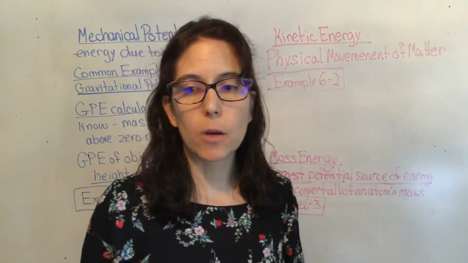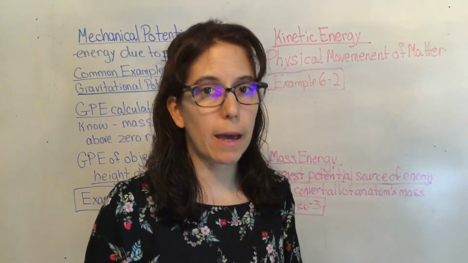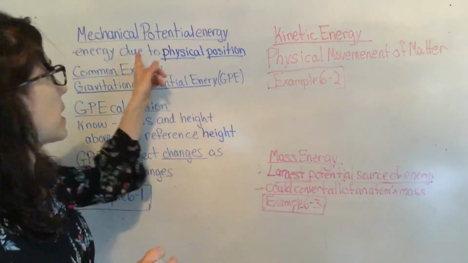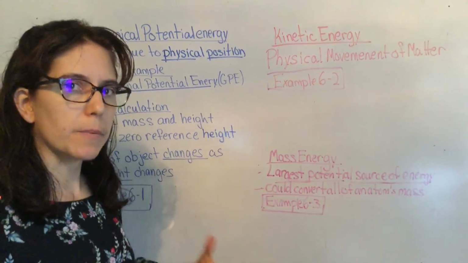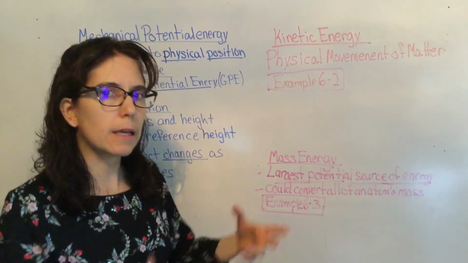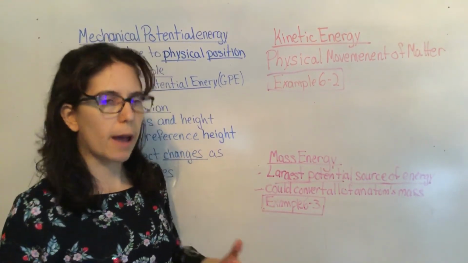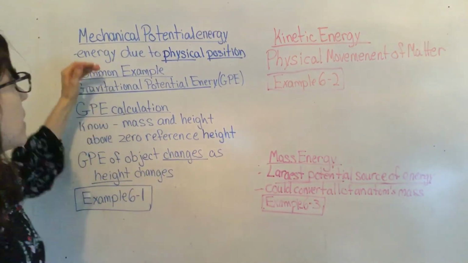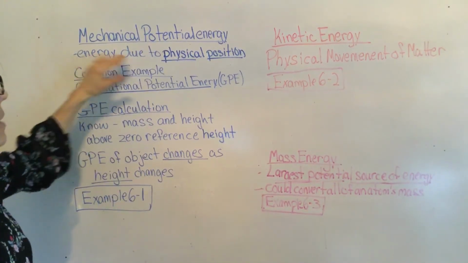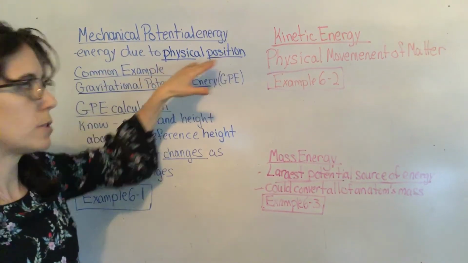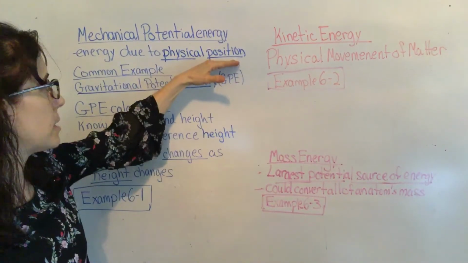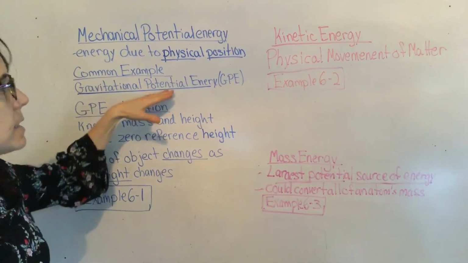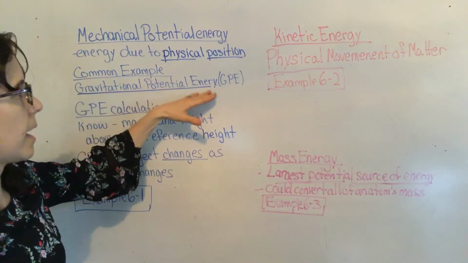This video is going to help you do some calculations with mechanical and mass energy. So first we're going to talk about mechanical energy. Think of something mechanical that you can actually see doing something or having energy. Starting with mechanical potential energy. Mechanical potential energy is the energy due to the physical position. So you can see a physical position. The most common example is gravitational potential energy.